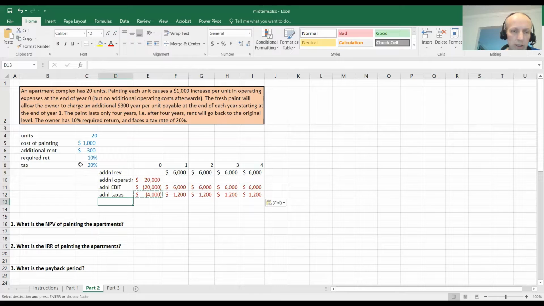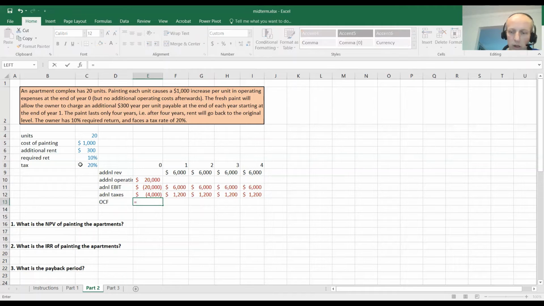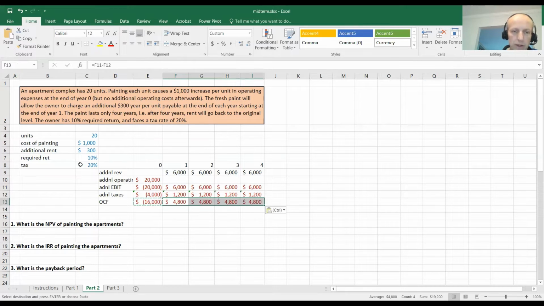So I can calculate the cash flow with this project, and it's really just the operating cash flow, which would be the EBIT minus the taxes. So it's a $16,000 negative cash flow that's going to be caused by painting those apartments. It's $20,000 minus the $4,000 in savings, and then in the rest of the time period, it's $4,800.